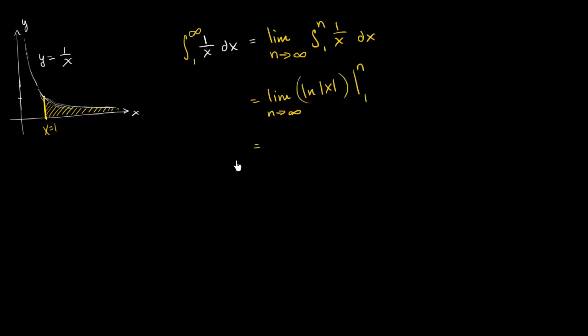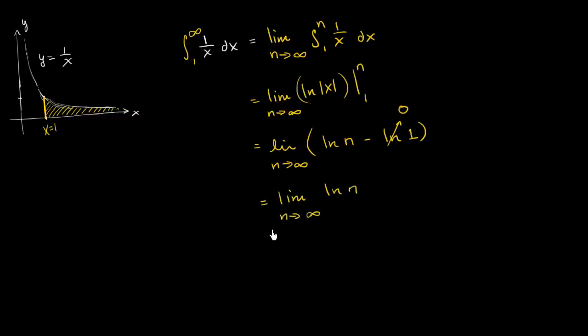And so this is going to be equal to the limit as n approaches infinity of, you evaluate this at n, so you're going to get the natural log of n, since we know that n is going to be positive, minus the natural log of the absolute value of 1, or the natural log of 1. Natural log of 1 is just 0, since e to the 0th power is equal to 1. So this boils down to the limit as n approaches infinity of the natural log of n.